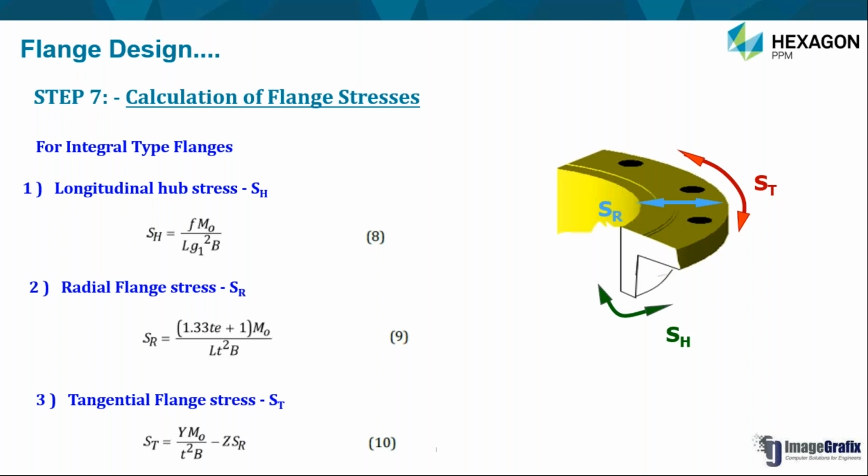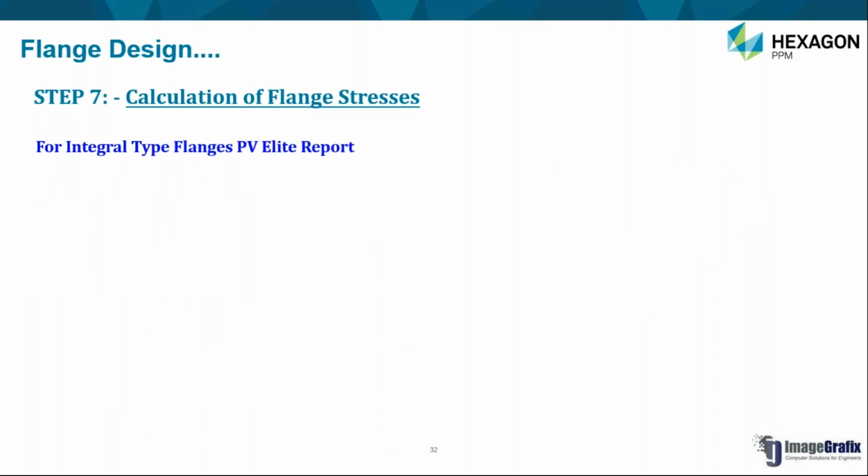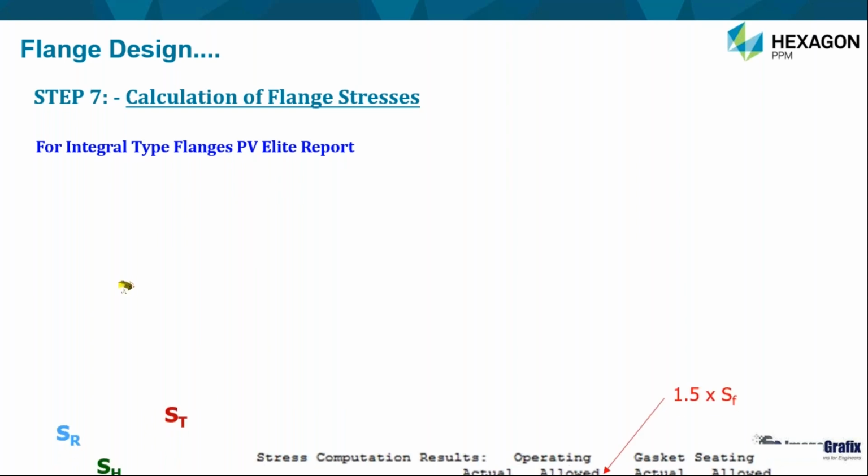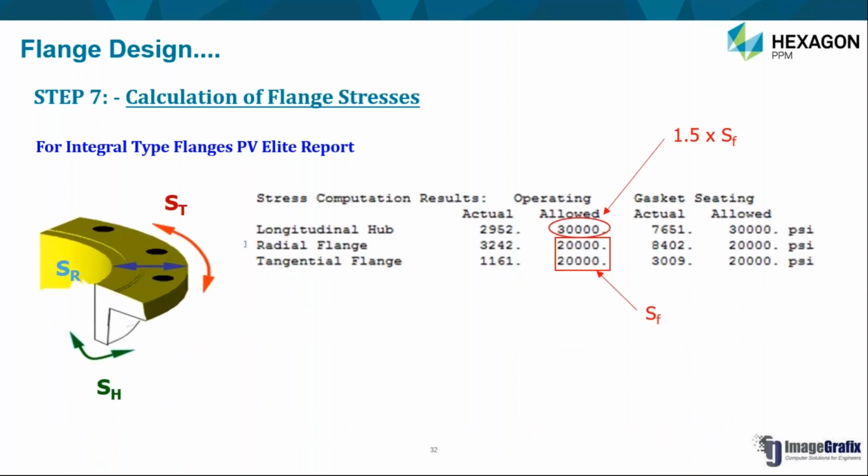Okay, so now that we have calculated the stresses, is the flange design over? No, we have to compare the stresses with the final allowable stresses. For an integral type of flange, if you observe the PV Elite report, they have used the allowable stresses as guided by the code as 1.5 times SF for the longitudinal hub stress, and for radial and tangential the value is equal to your allowable stress value, which we have taken from Section 2 Part D.